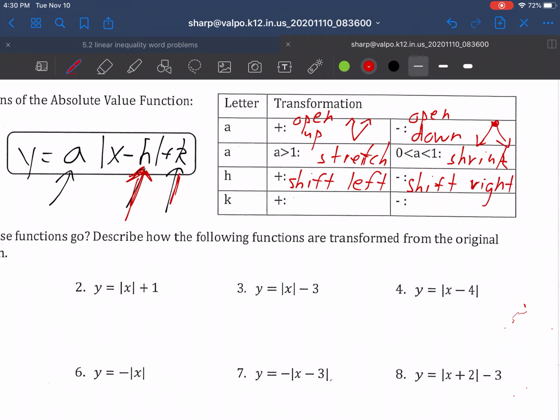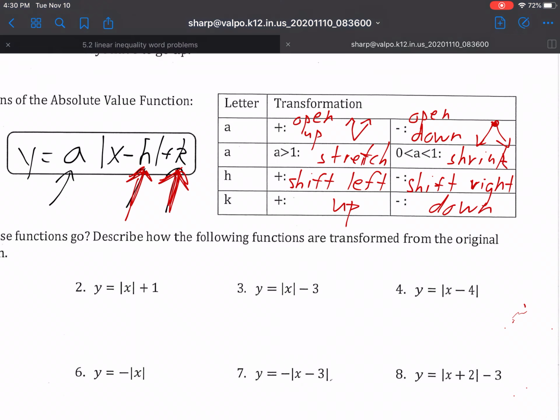The last number might appear here behind the absolute value bars. That's called your k value. Your k value is either going to shift your graph up or shift your graph down, depending on whether the k value is positive or negative. So we'll look at a couple and see if we can make some sense of this table.